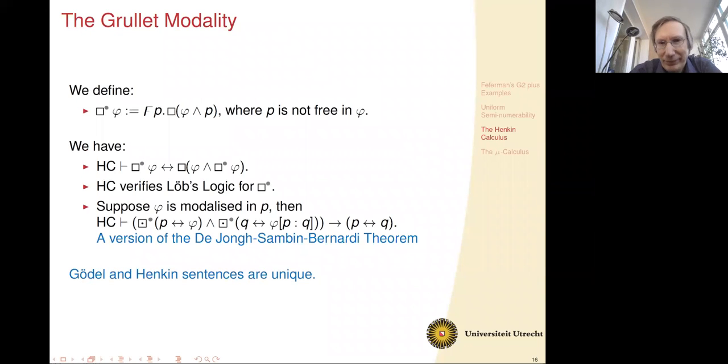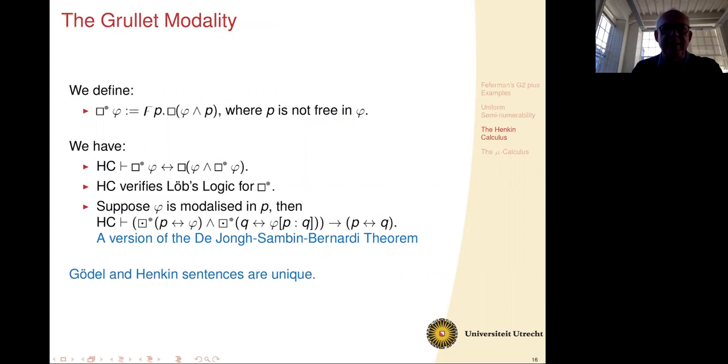Okay, but now back to the ordinary language. What we can do then is add what I call the Grullet modality. I call it Grullet because in my macros, the gray circle is called Grullet, for gray bullet.